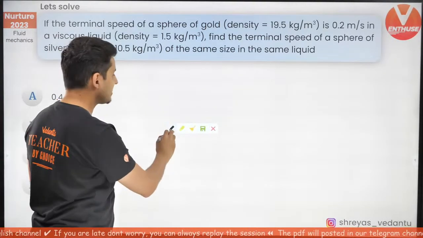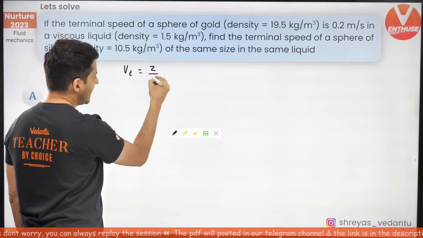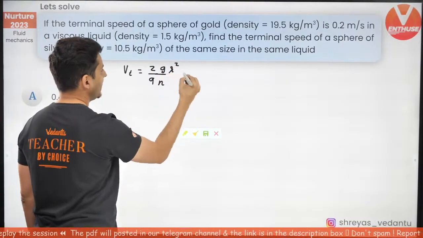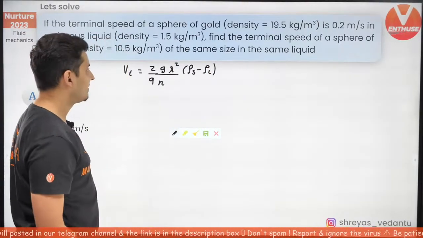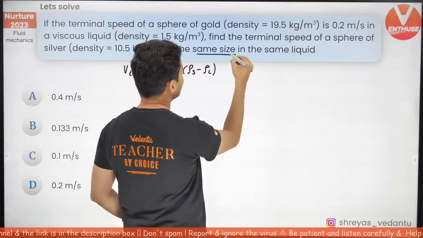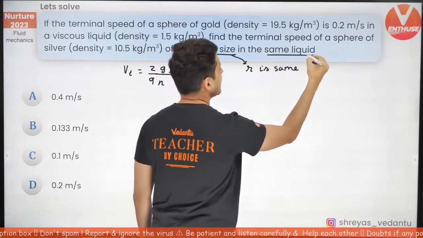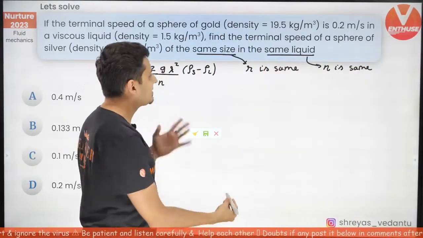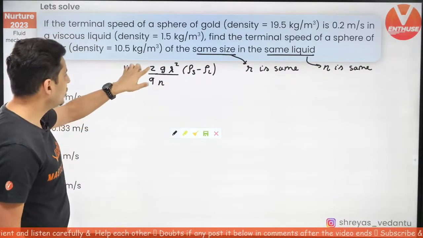First let's write down the formula for terminal velocity. Only then I'll proceed. Terminal velocity is 2 by 9, g over eta, then r square, and then the difference of density: density of solid minus density of liquid. What all is the same? R is the same because same size. Eta is also the same, same liquid. G is obviously the same. 2 by 9 is a constant.